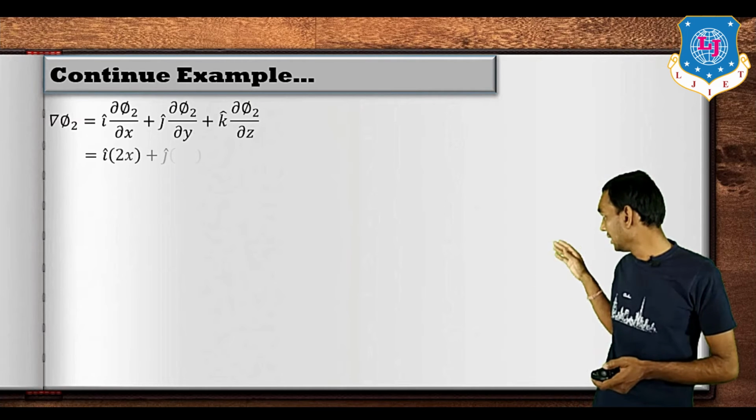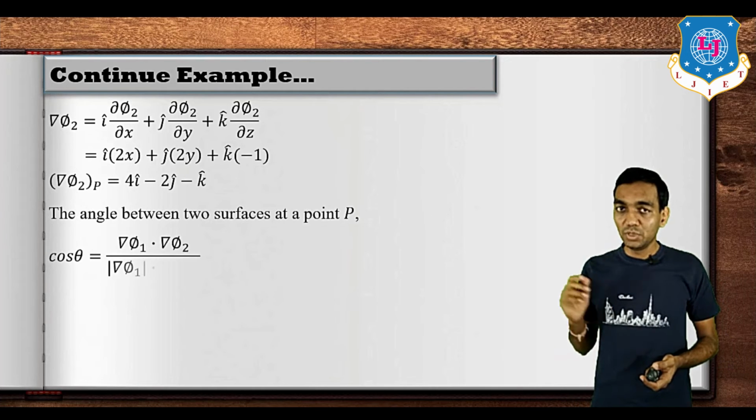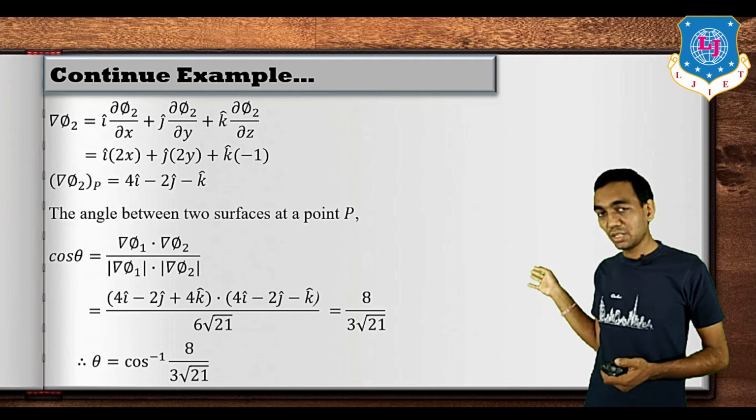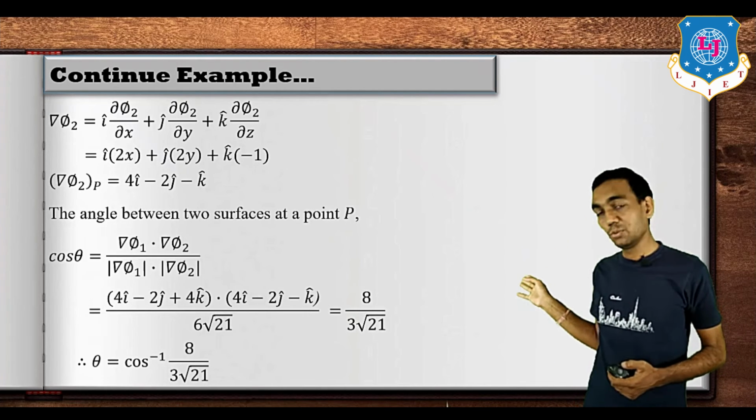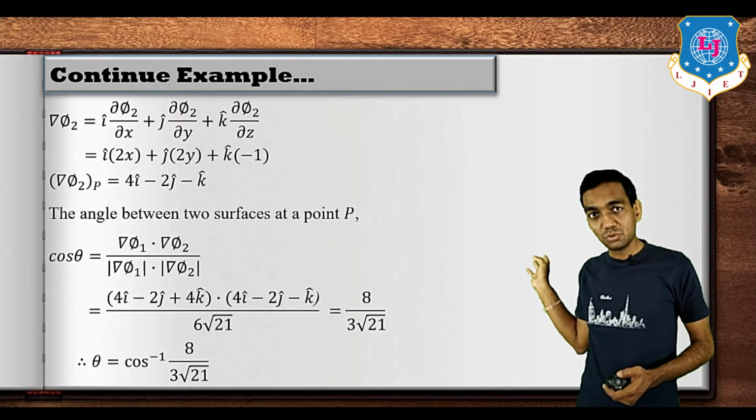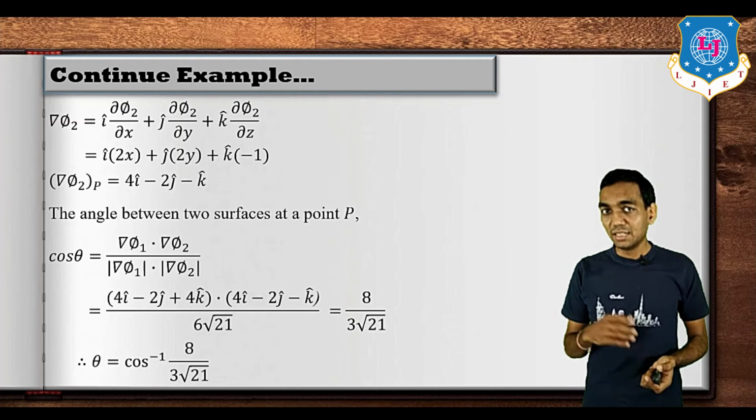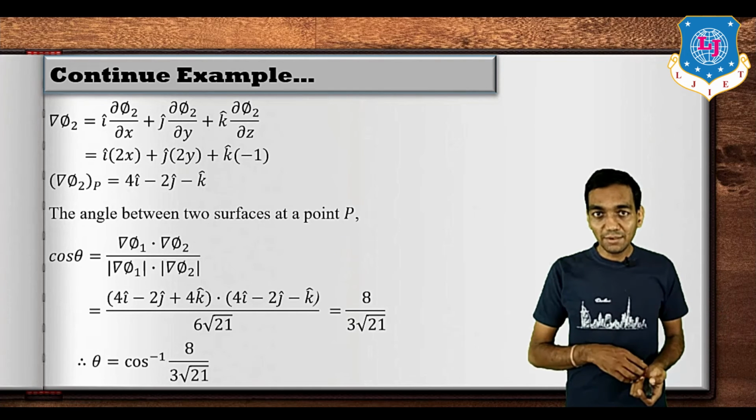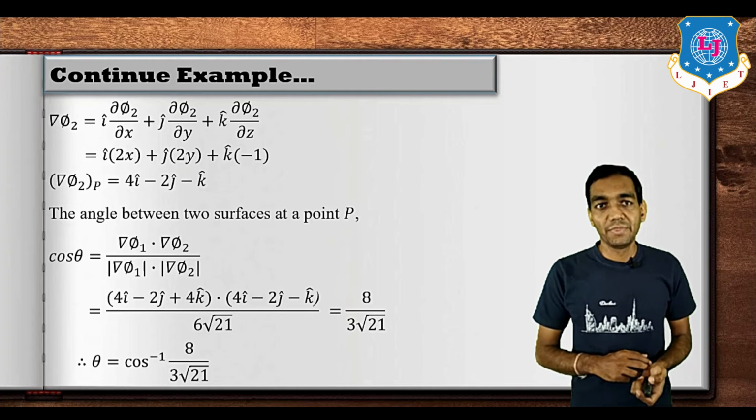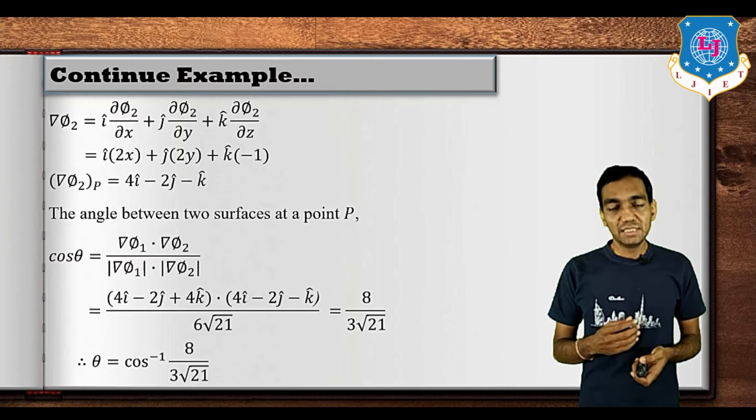Now we are going to find grad of phi 2. So grad of phi 2 is i into del phi 2 by del x plus j into del phi 2 by del y plus k into del phi 2 by del z. Now the derivative of phi 2 with respect to x is 2x, with respect to y is 2y and with respect to z is minus 1. So you will have 2xi plus 2yj minus k, and if you substitute the point capital P, that is 2, minus 1, 2, then you will have grad phi 2 at the point P is 4i minus 2j minus k.